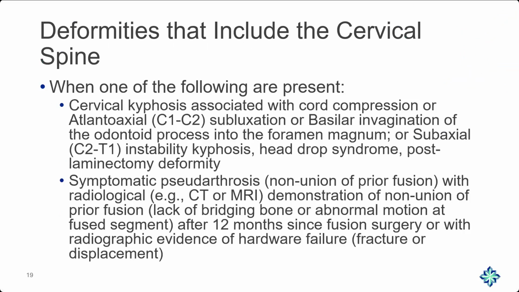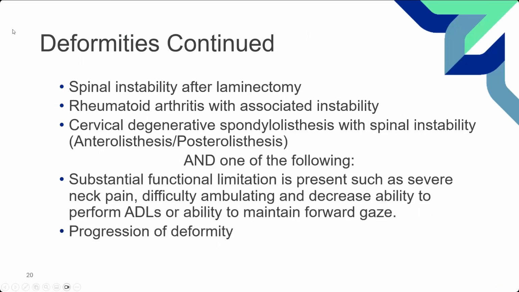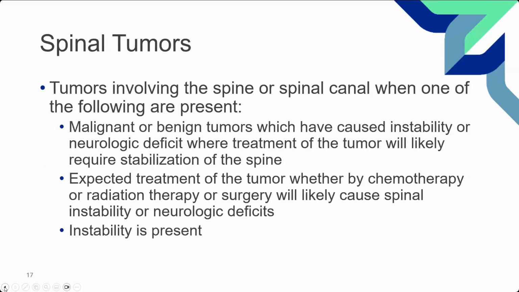So moving on with the deformities that include the cervical spine. When one of the following are met, and I'm not going to read through all these because I want to get to the documentation component. But again, these are outlined just as they are on this slide under the deformities in our LCD. And again, moving on with deformities, we have instability and laminectomies. And here's another "and" statement, and one of those additional things, substantial functioning. So what does this all mean before we jump into the actual documentation?